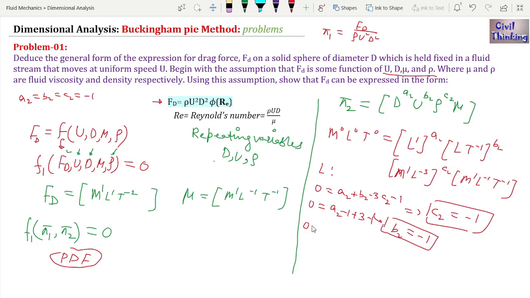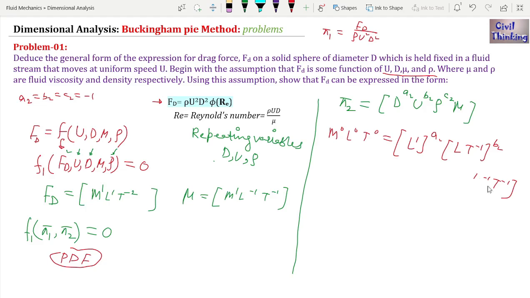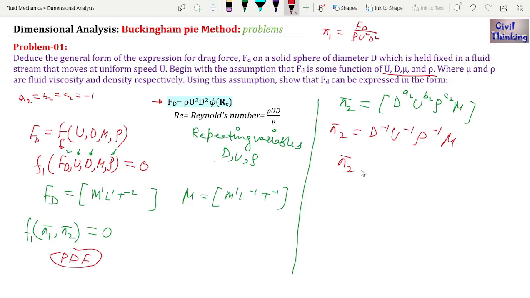So let me erase these things. Now let's put the values of a2, b2, c2 in the pi2 term. So we will get pi2 to be d to the power a2, d to the power minus 1. Now a2, b2, c2, all of them are minus 1, as we can see here. So it is d to the power minus 1, u to the power minus 1, rho to the power minus 1, mu. When we simplify this, let me rearrange it like this, rho u d. Now this is the pi2 term. Pi2 is mu upon rho u d.